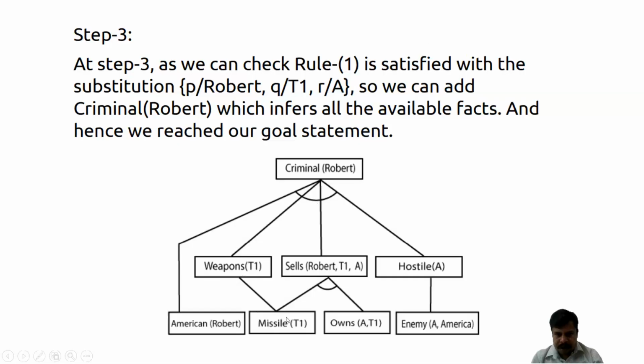Who sold missiles to that hostile nation? Robert sold, and that can be represented as this diagram. Who owns those missiles? That is T1. The hostile nation, that is enemy of America, is having these particular missiles, and Robert is American. So obviously, by combining all these, we can prove that Robert is a criminal. That is forward chaining.